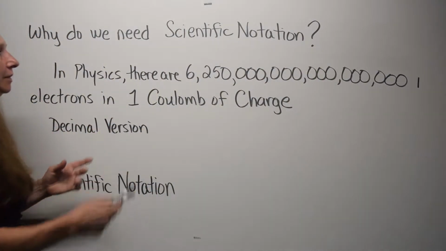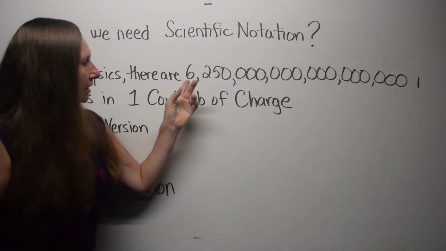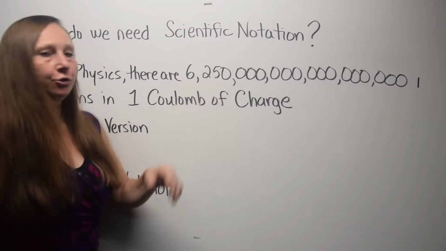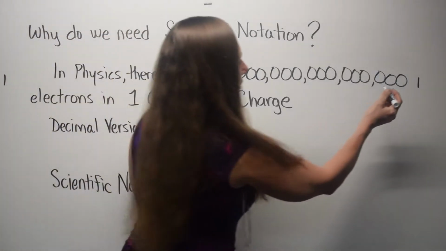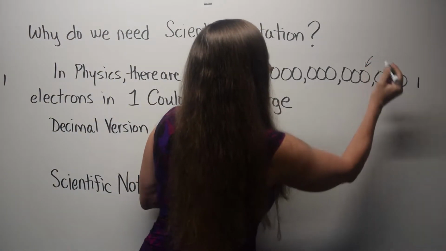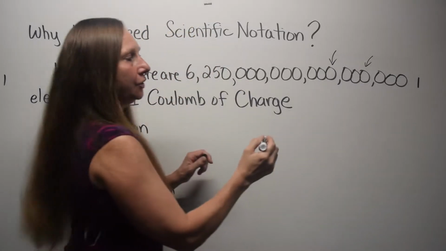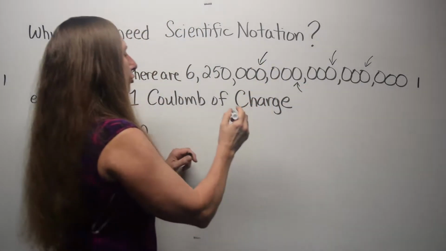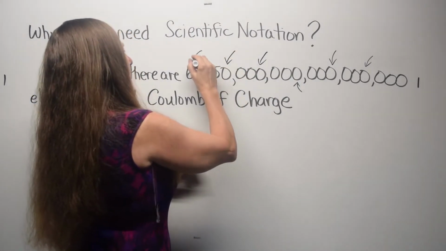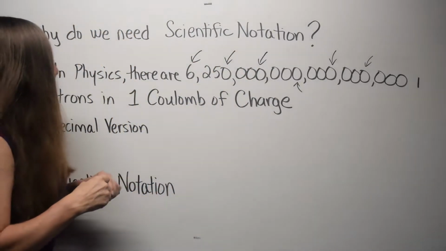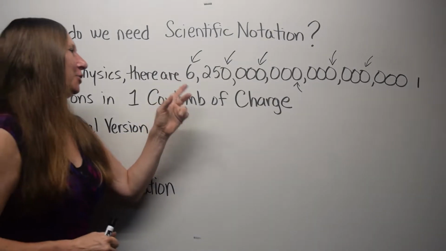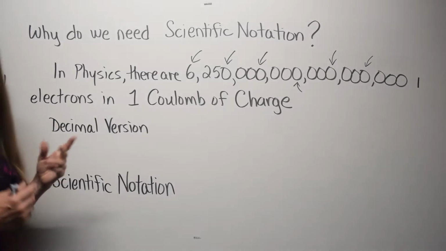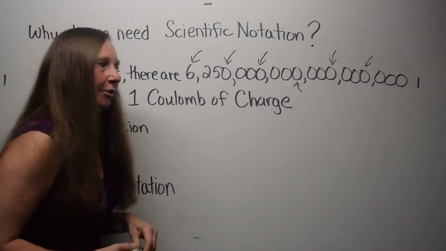In physics, there are 6 quintillion, 250 quadrillion. This would be the thousands place, the millions place. This would be billions. This would be trillions, quadrillions, and quintillions. So in physics, there are 6 quintillion, 250 quadrillion electrons, for example, in 1 coulomb of charge.